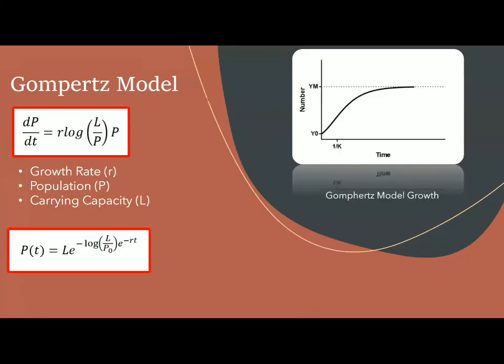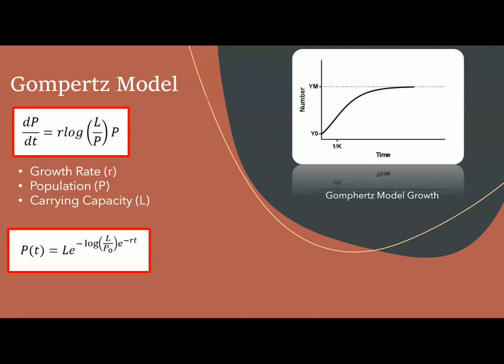Now, our final model we're going to explore is the Gompertz model, which is the change in population over time, just like the other ones. It follows a very similar path as the logistic model, although it has a slightly different variation.